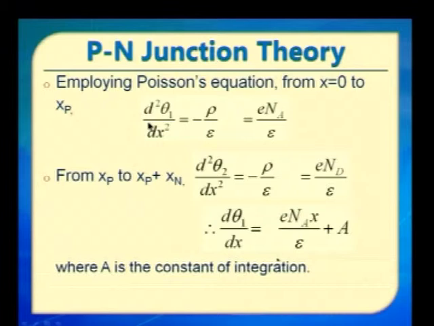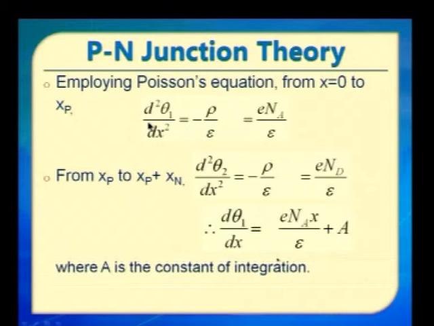Now, you can write d theta 1 by dx as E N A into x by epsilon. That means you are integrating, right. You have got the d square theta 1, then upon integration d theta 1 by dx will be equal to E times N A into x by epsilon plus A, where A is the constant of integration.